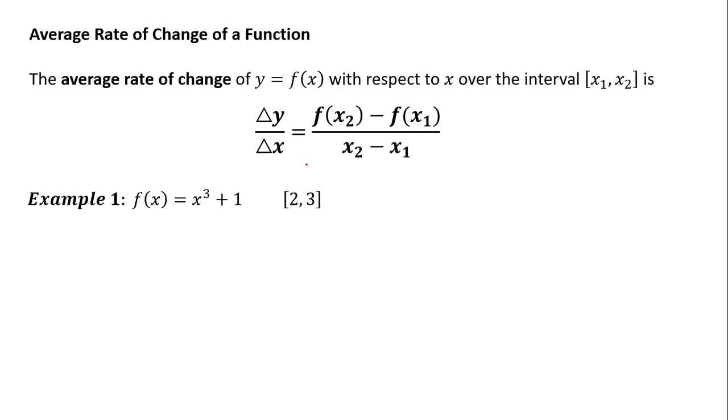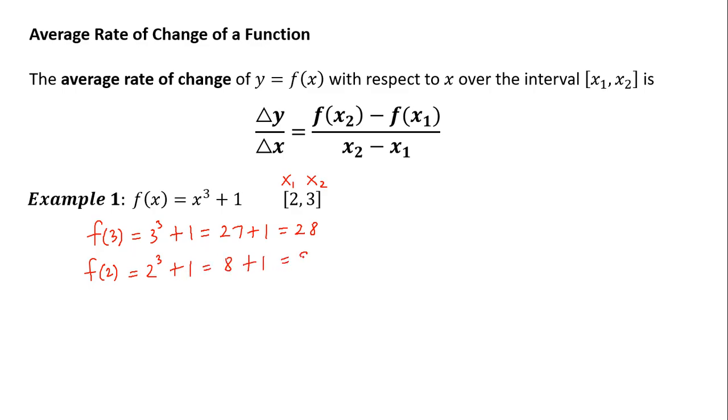Alright, so here we can have 2 as our x sub 1 and 3 as our x sub 2. So to do this easily, you can just compute first f of x sub 2 and then f of x sub 1. So f of x sub 2 is f of 3. So f of 3 is 3 raised to 3 plus 1. So that is 27 plus 1, which is equal to 28. Then f of 2 similarly is equal to 2 raised to 3 plus 1. So that's equal to 8 plus 1, which is equal to 9.